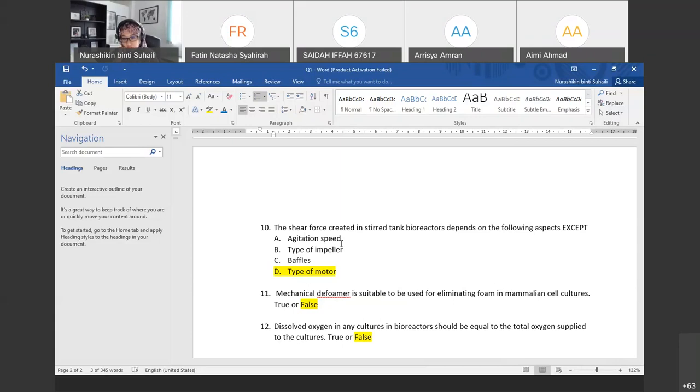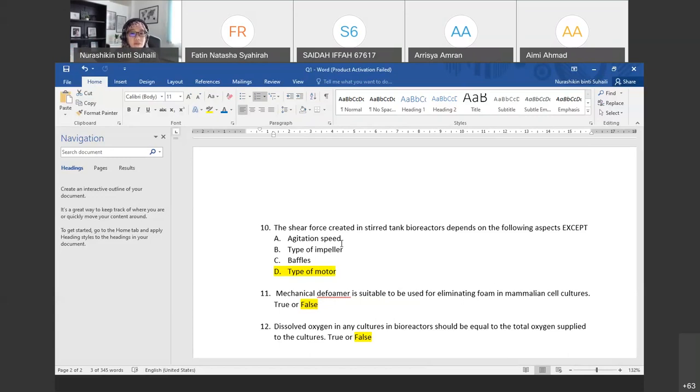Okay, question number 11. Mechanical defoamer is suitable to be used for eliminating foam in mammalian cell cultures. The answer is false because the mechanical defoamer is the one that is attached to the agitator, and we discussed it last two weeks, that it can be efficiently used for high speed. Mammalian cell cultures are sensitive to shear, so you cannot operate at high speed. Apparently the mechanical defoamer is only used for high speed systems. So we cannot use a mechanical defoamer for mammalian cell cultures.